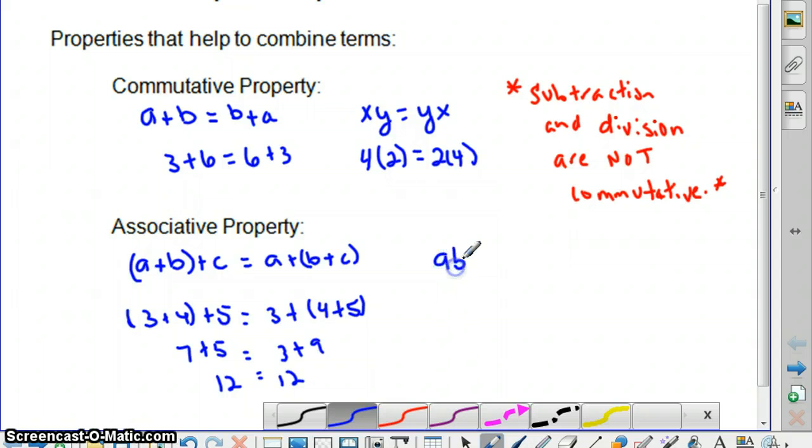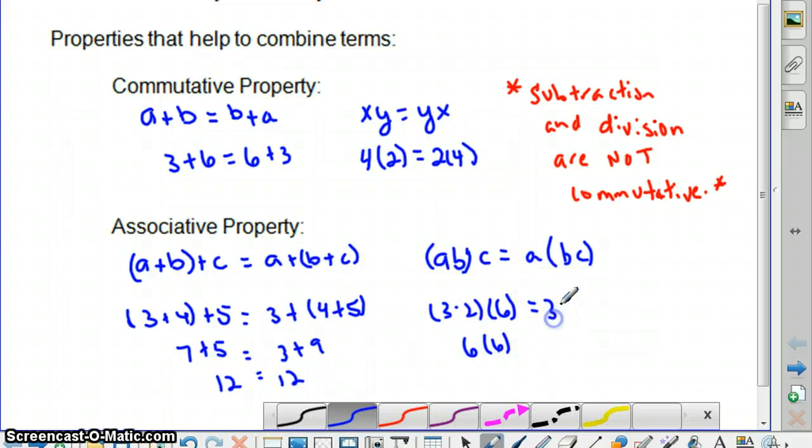So if we have 3 numbers that are being multiplied together, we could group the first 2 together and multiply those, and then multiply the result by the third number. Or we can multiply the second and third number together and then multiply by the first number. So for example, we could do 3 times 2 times, let's say, 6, and we'd have 6 times 6. Or we could do 3 times 2 times 6 and do the 2 and the 6 together in our first group, multiply those together first. But either way, notice that we get the same answer here of 36.